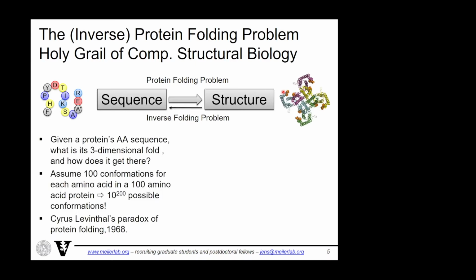If I have a small protein with 100 amino acids, each amino acid has maybe 100 conformations. That's 100 to the power of 100 possible conformations. That's 10 to the 200. That's a lot. If a chemical bond can rotate with a maximum frequency of 10 to the 14 per second, then you still need 10 to the power of 186 seconds to sample all of these conformations. That's longer than planet Earth exists.